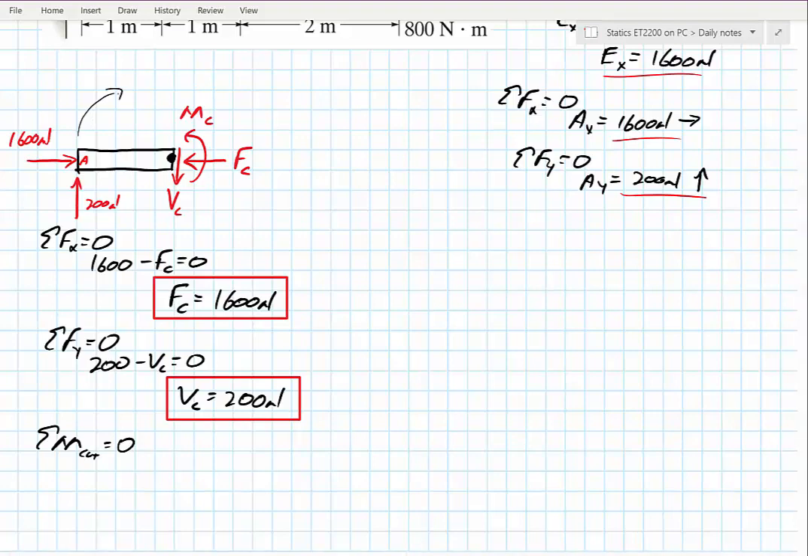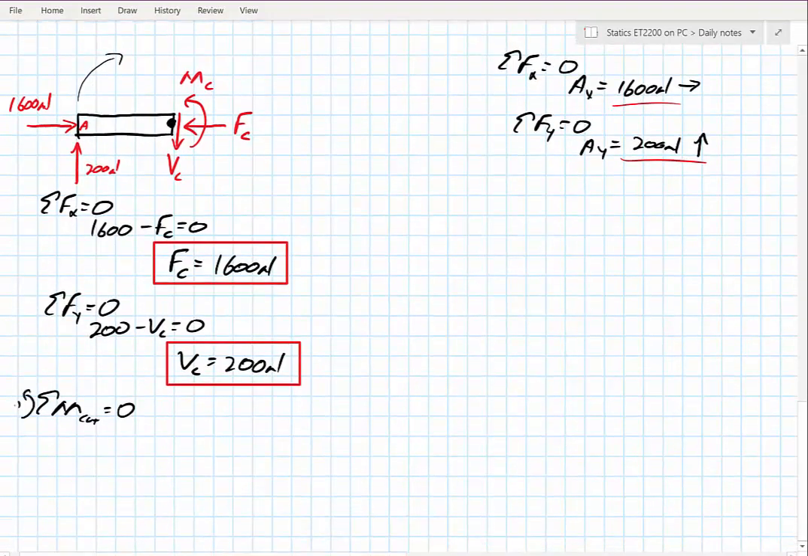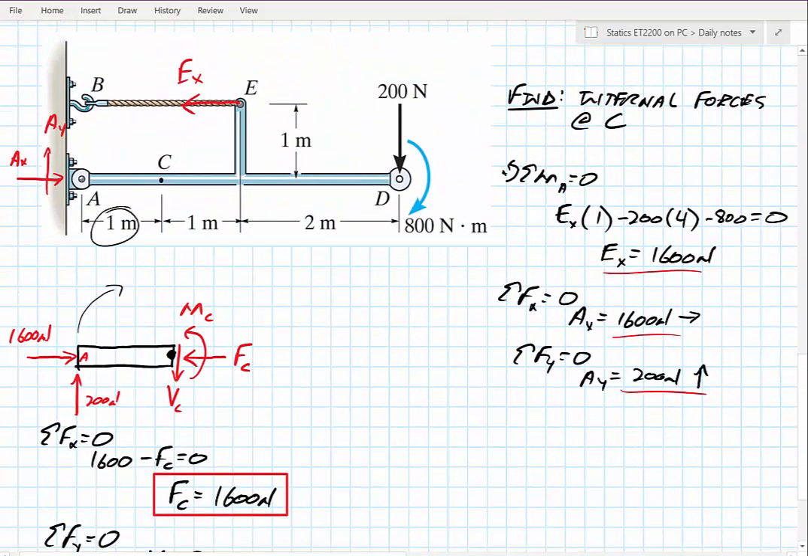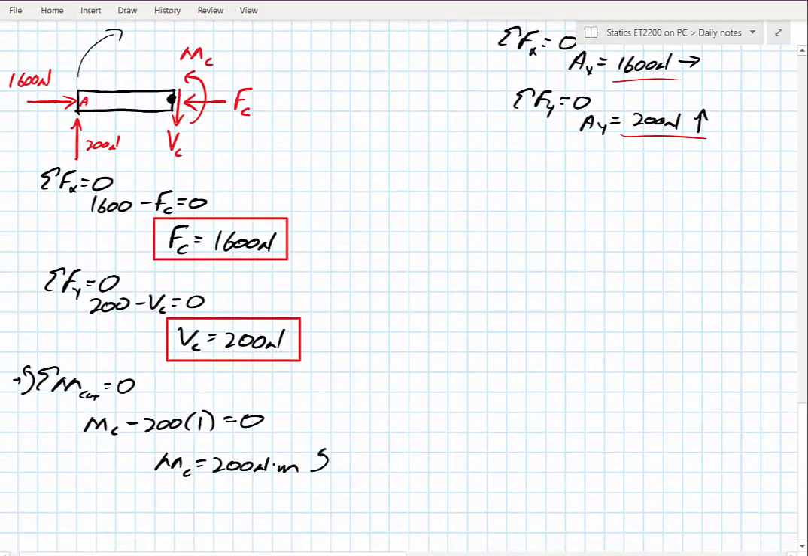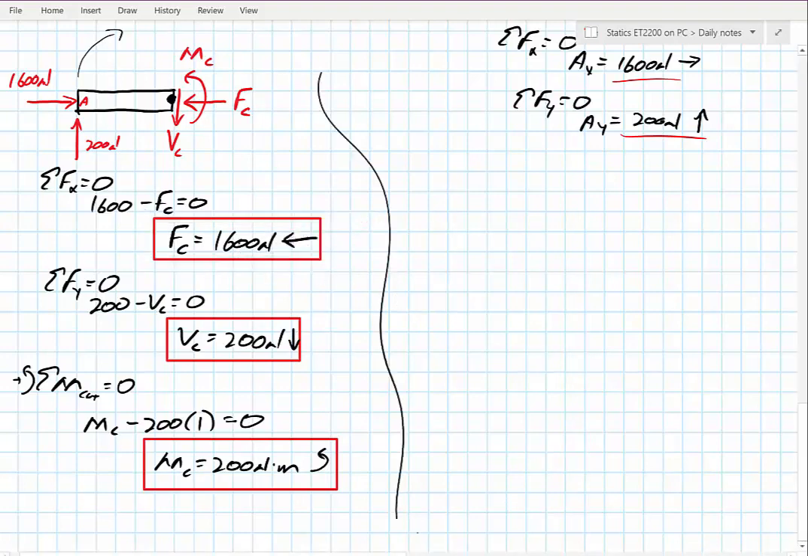So in this case, the way I have that moment drawn, I'm still saying this way is positive, right? So I have my moment at C minus this 200. Its lever arm from point C, if I go back up, was 1, so times 1 is equal to 0. And so my moment at C is 200 Newton meters. Now I haven't been putting directions on here, but that would be counterclockwise, and VC, since I assumed it was down, would be down, and FC would be pointing to the left, something like that.